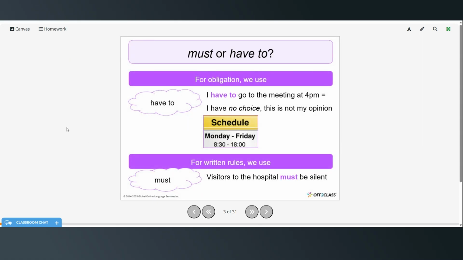For obligation, we use have to. I have to go to the meeting at 4 p.m. I have no choice. This is not my opinion. For written rules, we use must. Visitors to the hospital must be silent.